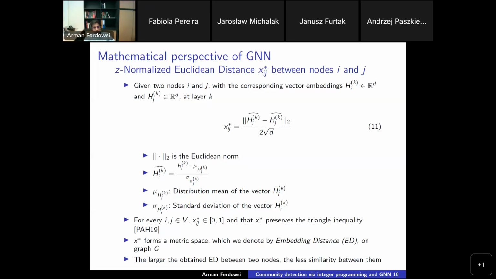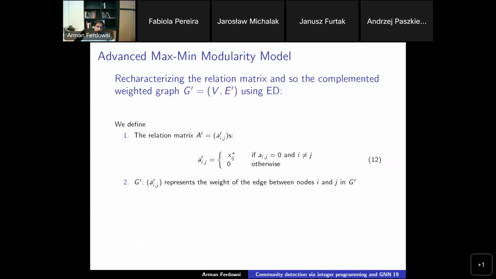Clearly, the larger the obtained ED value between two nodes, the less similarity between them. So, as already mentioned, the larger the x star is, the less likely it is that i and j are similar. That is, the less correlated they are, and therefore the more likely they are to be in distinct communities. This intuition, and also the fact that the modularity maximization problem can be nicely expressed for weighted graphs, persuaded me to propose an advanced maximum modularity model by recharacterizing the relation matrix and so the complemented weighted graph G prime using ED. Accordingly, we can define the relation matrix A prime and G prime as follows.